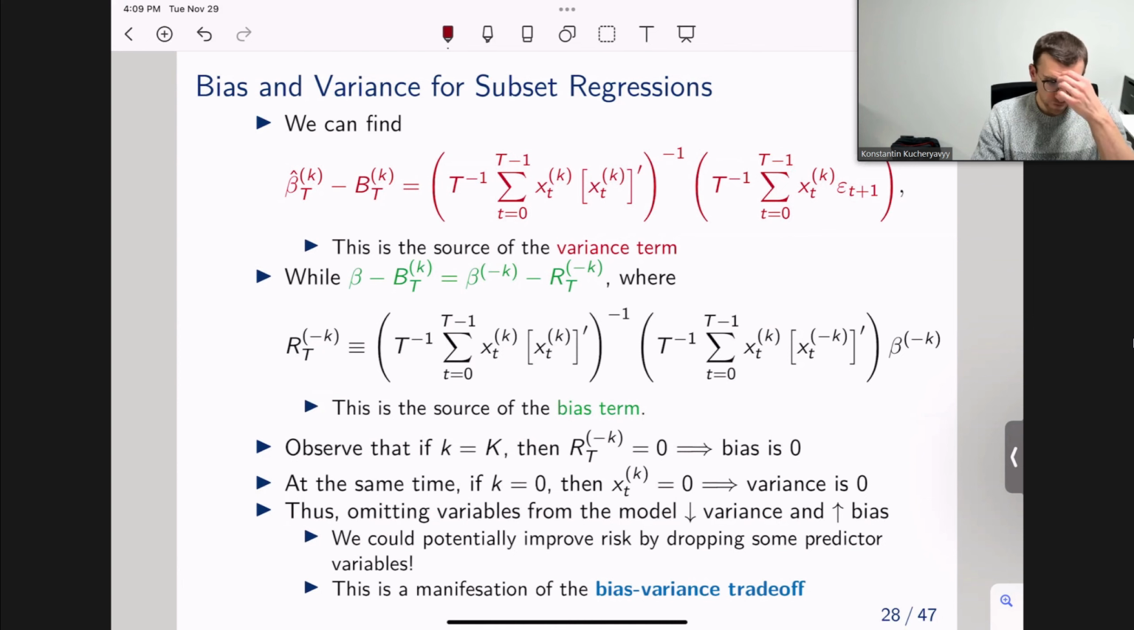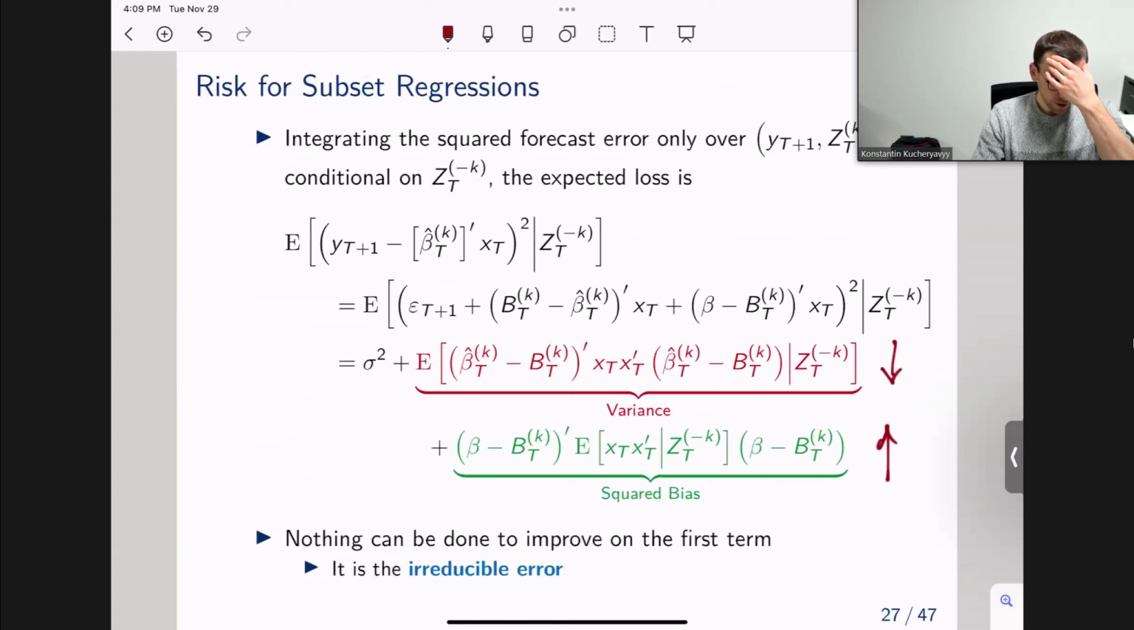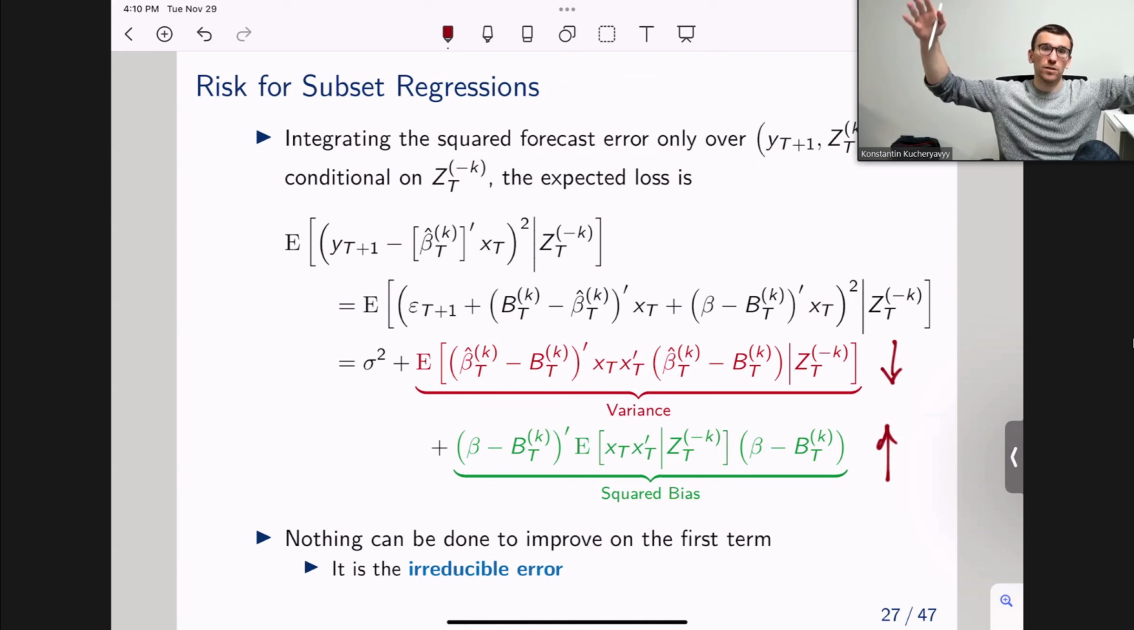The variance doesn't necessarily drop if we throw away some regressors, but we definitely see that if we throw away all regressors, then the variance is trivially zero, but the bias is huge. Another extreme situation is what you've said: when we include all of the regressors, bias is zero, but variance is minimum.